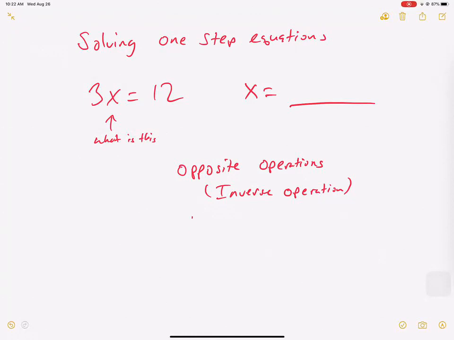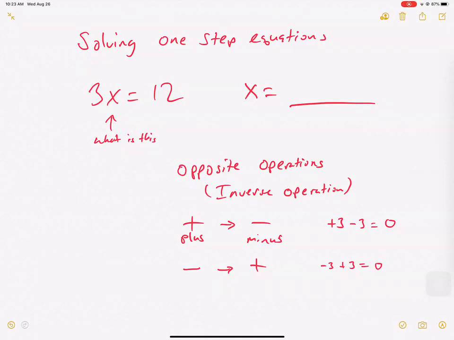The opposite operation of plus is minus. The opposite operation of minus is plus. So the idea is these undo each other. An example of this is if I have a positive 3, well, if I minus 3 from it, we end up with 0. They essentially cancel each other out. If I have a negative 3 and I add 3 to it, they essentially cancel each other out.